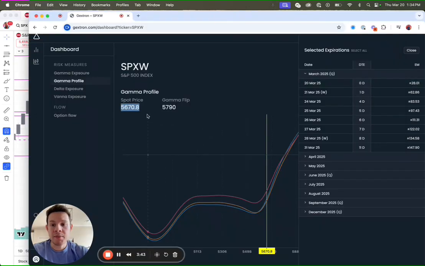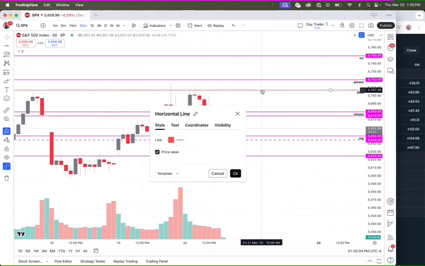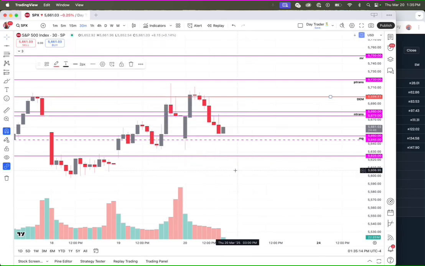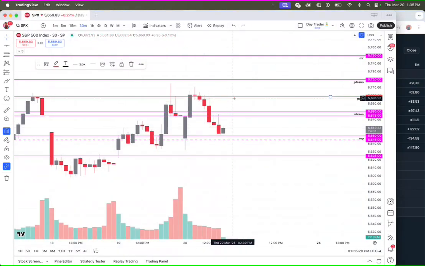And when we add these numbers together, we say 5670 plus 28. That's about 5698.9. So we're going to go to the coordinates and say 5698.81. That's the expected top. So if SPX does go up, with the current option prices of the market as of right now, with implied volatility baked in, we can forecast that this is the expected top.